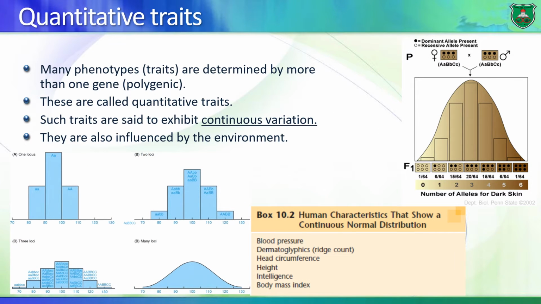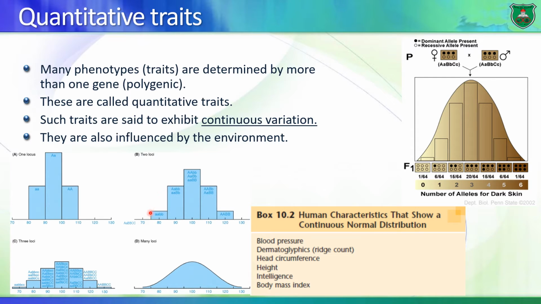So some traits are known as quantitative traits because they are affected by multiple genes. So these are polygenic traits. If you have, for example, a certain condition that is associated with a single gene, it would look something like this, where you have homozygous and heterozygous conditions. Now, if there is a phenotype that is affected by two genes, it would look something like this.